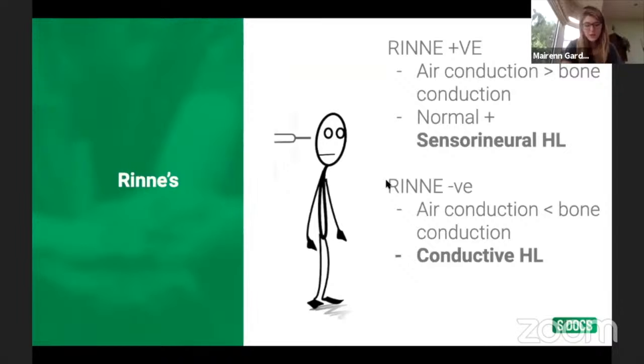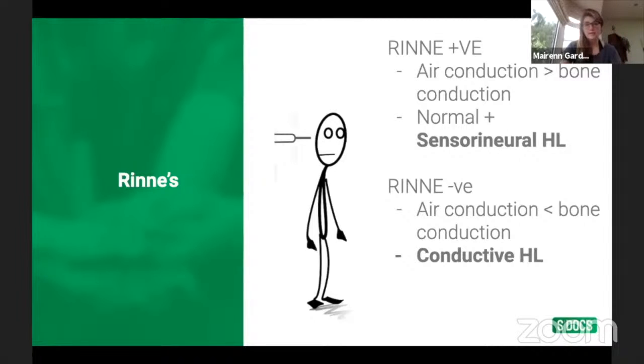With Rinne's test, you start by placing the vibrating tuning fork on the mastoid process, so behind the pinna. The way you can remember this is the saying Rinne under the pinny. So you put the tuning fork under the pinna. You press it firmly on the mastoid process, and this will be testing the bone conduction. If the patient tells you that they can hear the sound, you ask them to tell you when they can no longer hear it. And you would then move it to in front of the ear to test air conduction.